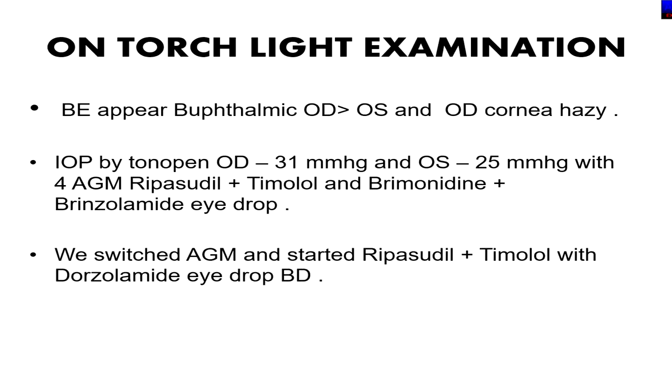On torchlight examination, both eyes appeared buphthalmic, right eye more than left eye, and the right eye cornea was hazy. IOP by Tonopen was 31 mm Hg in the right eye and 25 mm Hg in the left eye, on 4 AGM: ripasudil plus timolol and brimonidine plus brinzolamide eye drops. We switched AGM and started ripasudil plus timolol with dorzolamide eye drops BD, because brimonidine is contraindicated up to 4 years of age.